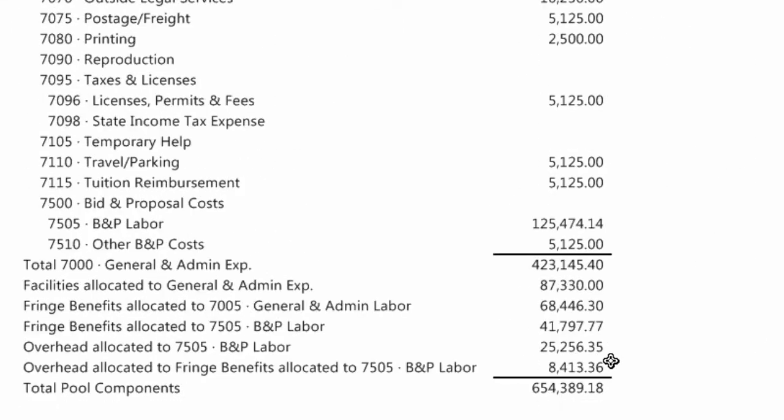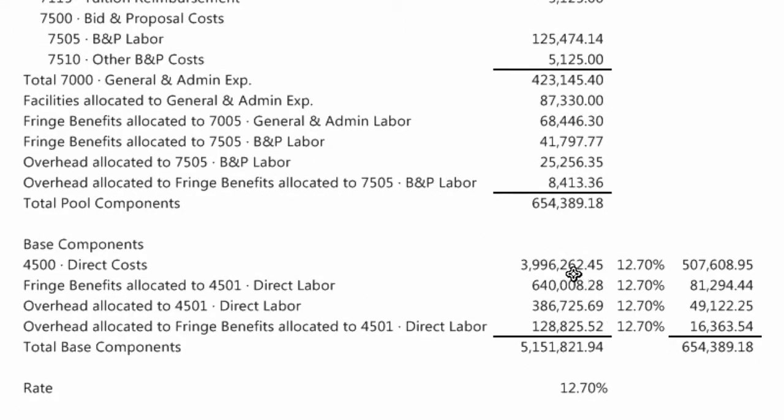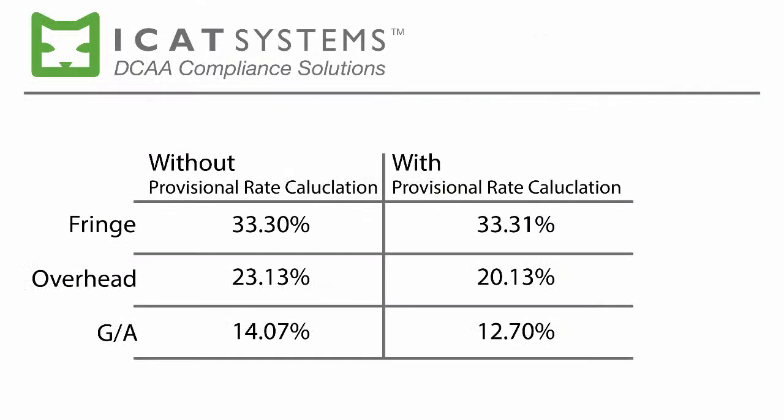And let's look at it for the G&A. Recall that our G&A rate was a little more than 14%. But when we consider this cost proposal information into our allocation base, our G&A rate is now 12.7%. So that's important information for us to know.